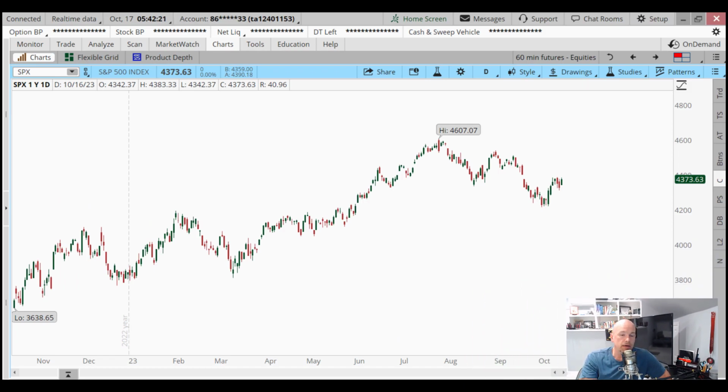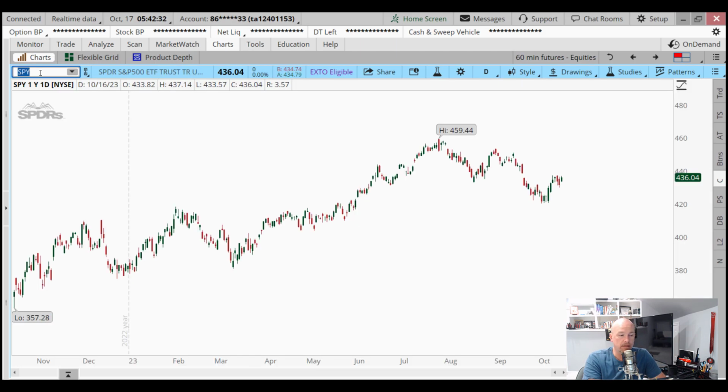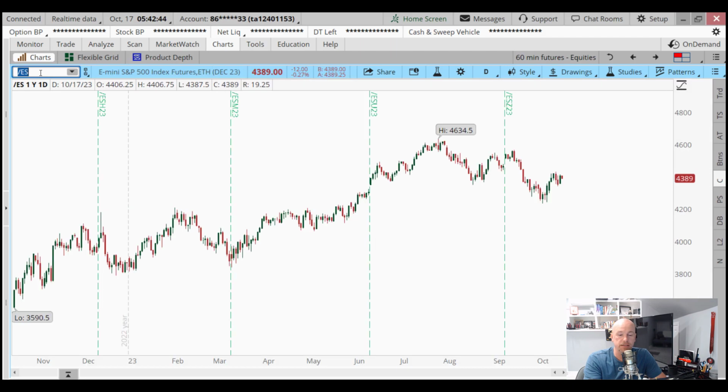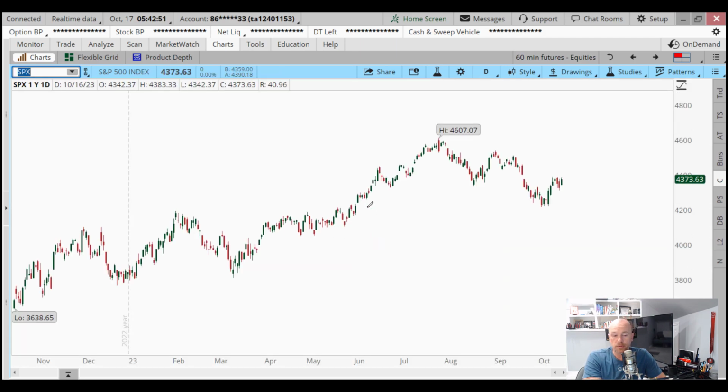What you can see right here is a chart of the SPX. This chart of the SPX is the actual index. What I'm going to do now is switch it over to the SPY. When I switch over to the SPY, you notice a minimal change. This is the S&P 500 ETF, Exchange Traded Fund. And then I switch over to the ES, which is the futures market. And what you'll notice is almost no change between those three. Some subtle differences, however.